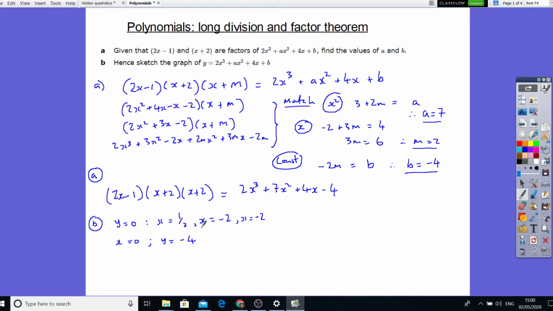So we know where it crosses the axis. We also know that it's a cubic, and we know it's a positive cubic. Now if it's a positive cubic, it has a shape like this, going upwards positive. Right, we can now sketch our graph.